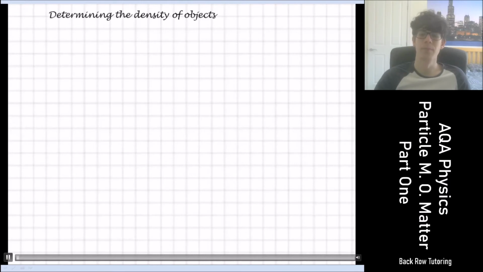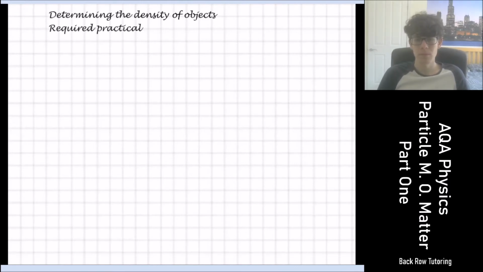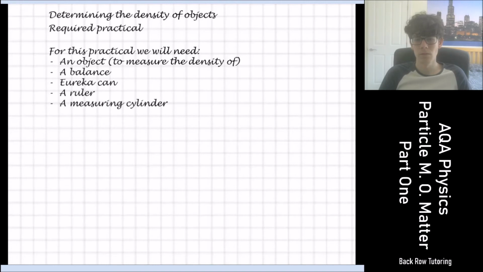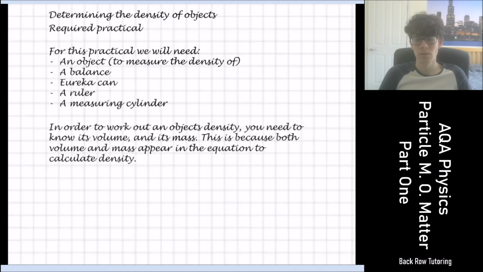Hello there. We're going to be determining the density of objects. This is a required practical, and for this required practical you will need an object to measure the density of, a balance, a Eureka can, a ruler, and a measuring cylinder. In order to work out an object's density, you need to know its volume and its mass. This is because both volume and mass appear in the equation to calculate density.